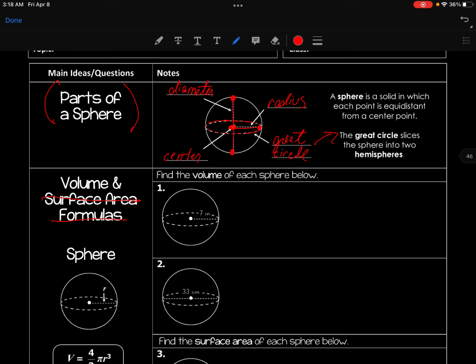When I say the biggest circle, let's use this circle as a reference. This is the great circle because that is the biggest circle you can make on the sphere. You can actually make smaller ones up here, down here, around the edge. But the biggest one is the one smack in the middle of the sphere.